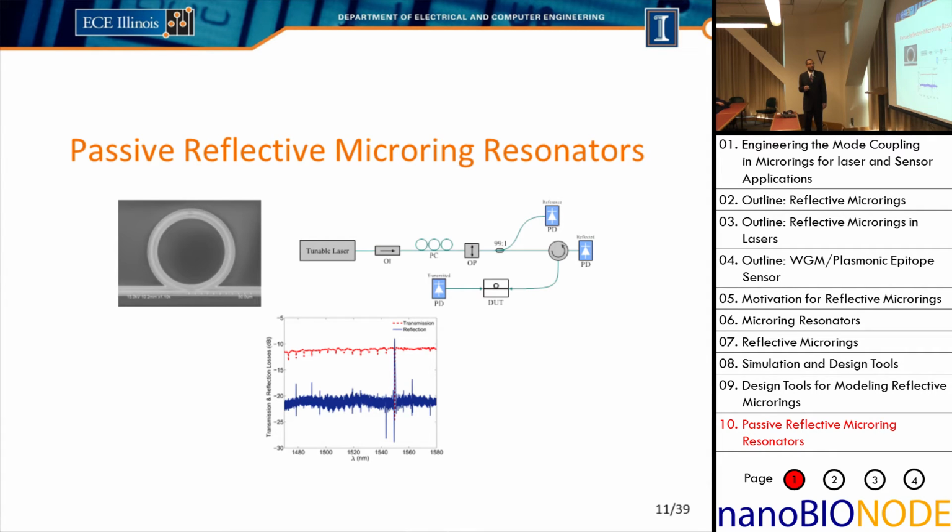We have a reference arm that measures the power that we're putting in, and a circulator so that we can send the light to the device under test. The reflected power gets measured by the reflection detector, and then the transmitted power goes to the transmitted detector.